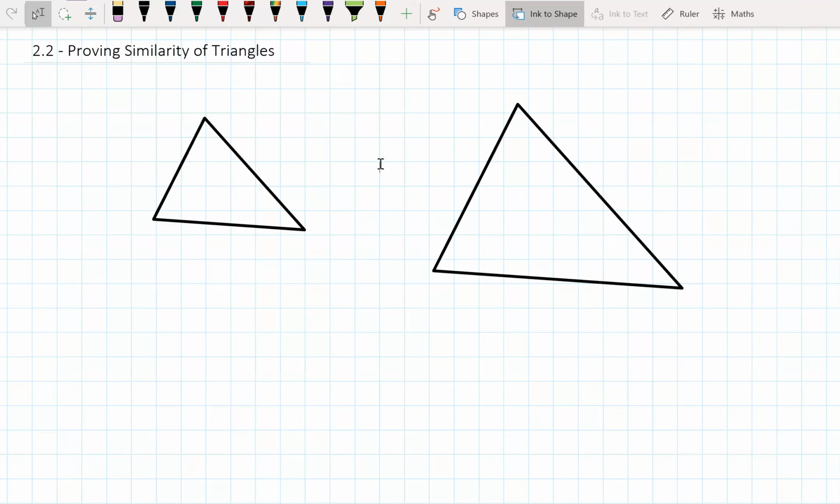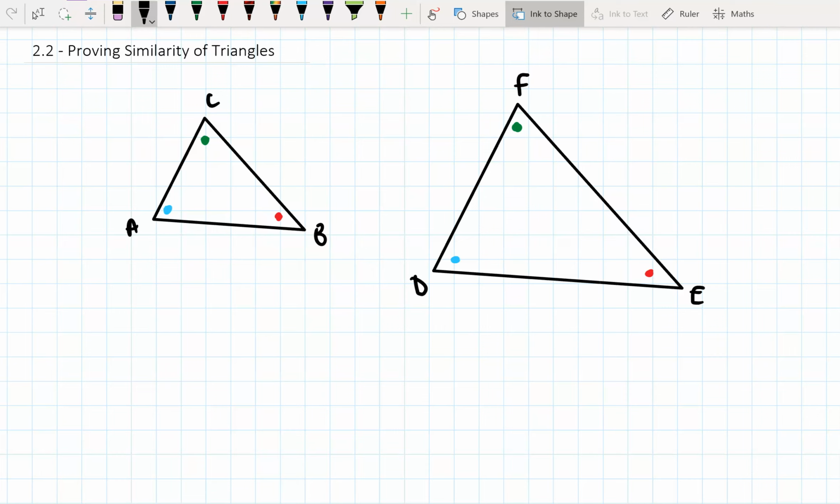Now, what this means when you have similar triangles is that the angles in those triangles are all the same. So this angle here will be the same as this angle here. This angle here will be the same as this angle here. And this angle here will be the same as this angle here. And we can use this in order to prove similarity. So if we know that two triangles have two angles that are the same, we can therefore say, yes, they are similar.